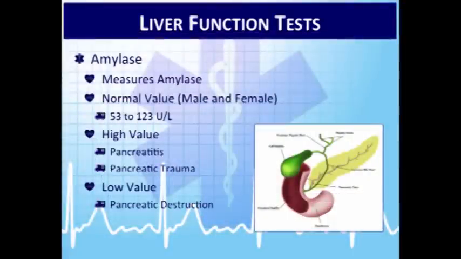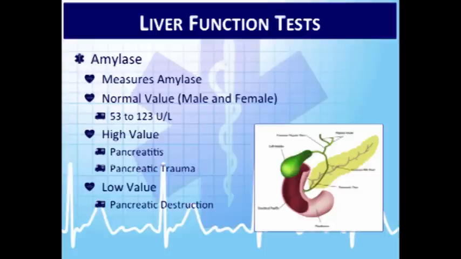Amylase is a pancreatic enzyme. It is frequently drawn, again, much like we will draw liver enzymes after somebody has a cardiac arrest or is involved in a car crash, and we want to ascertain the function of their organs. Amylase will be drawn, and it's going to tell us about the function of the pancreas.